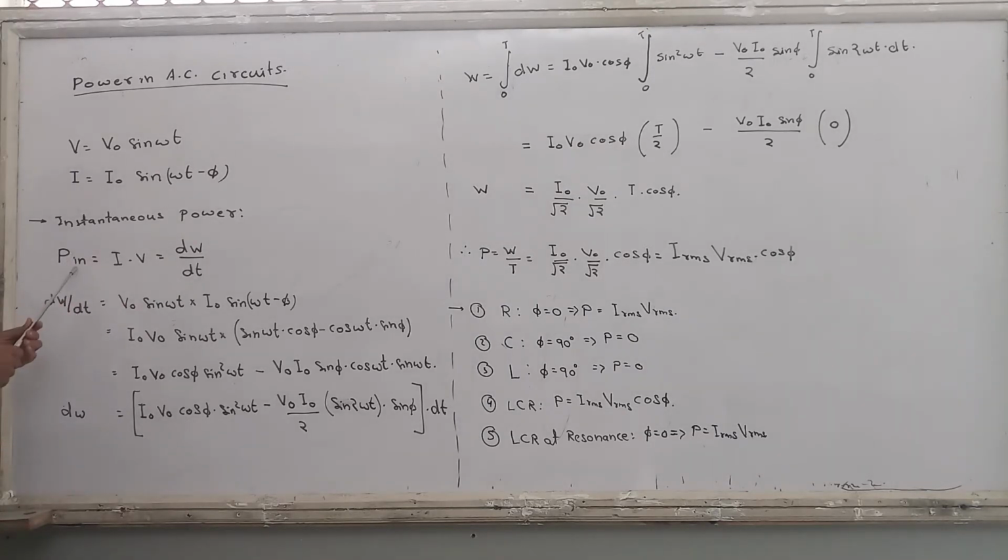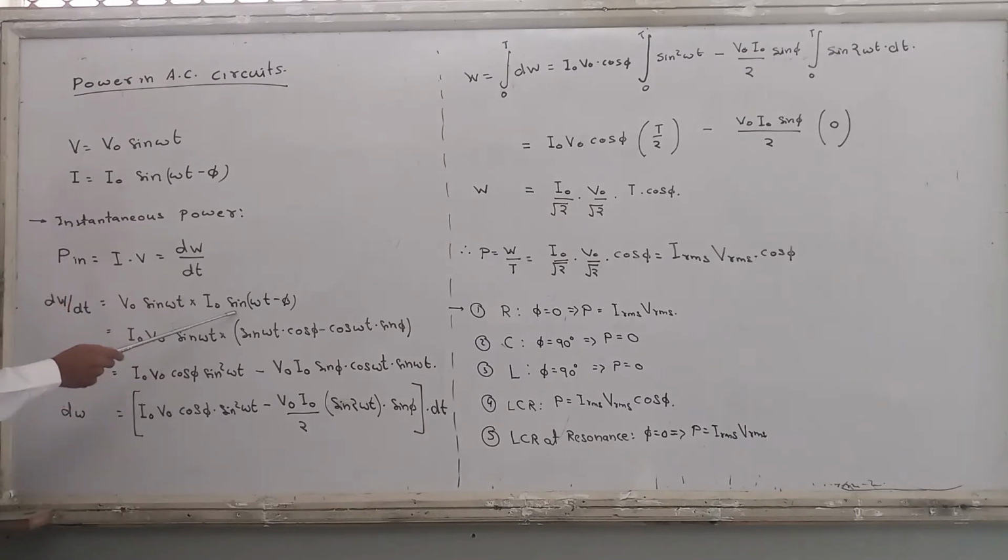Okay, so what is instantaneous power? Basically it is I into V, and by the notion of differential calculus we also know that instantaneous power is equal to dW by dt, that is the rate of change of work done or the rate of energy dissipation. Okay, so dW by dt is equal to I into V. What I have done is I have written the equations of V and the equations of I.